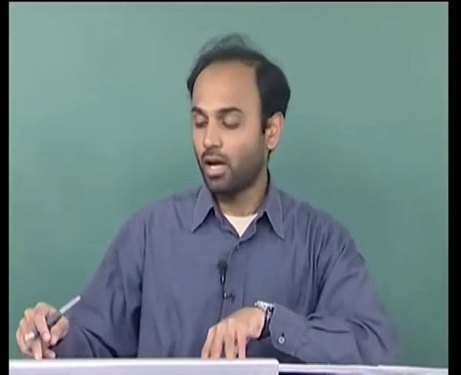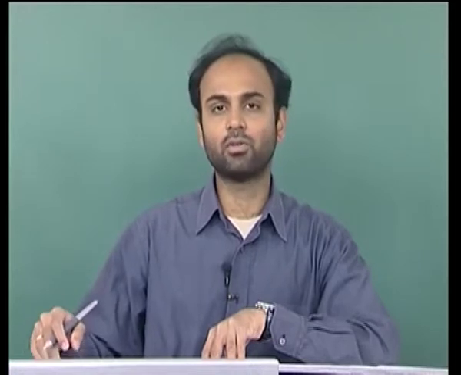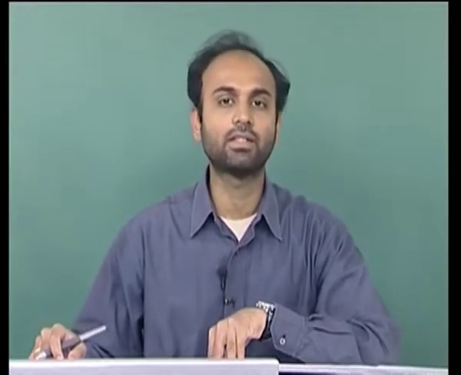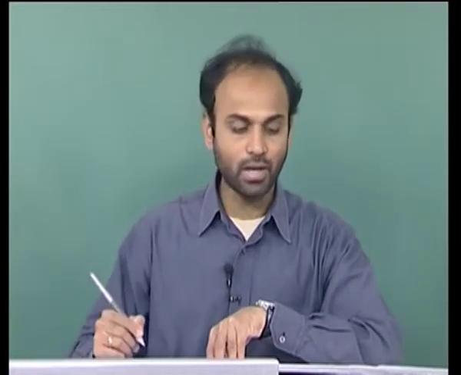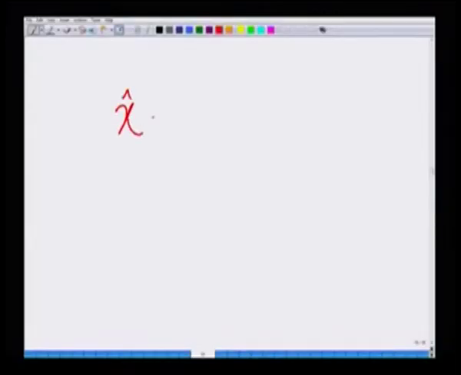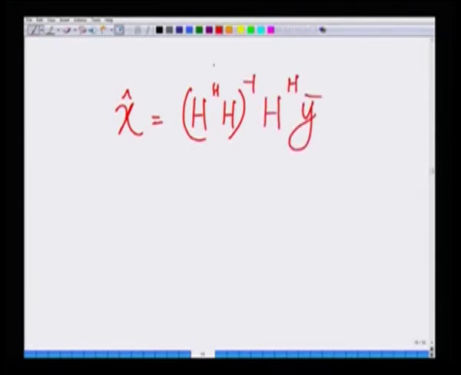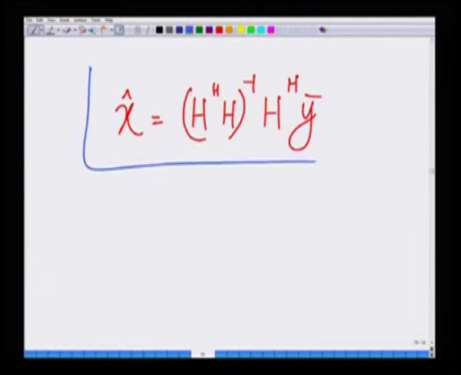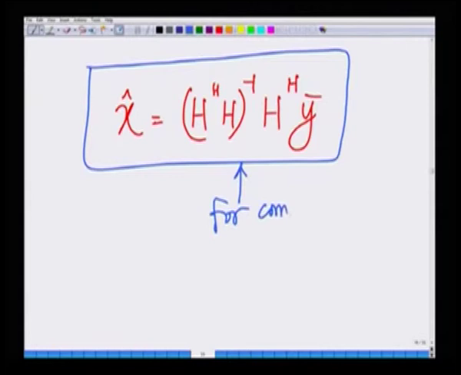And as the next step, I am going to assume the same expression for complex matrices also, because as I said, the derivation in the case of complex matrices is slightly tricky, but a similar expression holds. If H is complex, remember in the baseband the data is always complex. The expression for complex matrices is x hat equals H Hermitian H inverse H Hermitian y bar, that is I am simply replacing the transpose by Hermitian. Now, I have the complete expression for a complex channel matrix H.